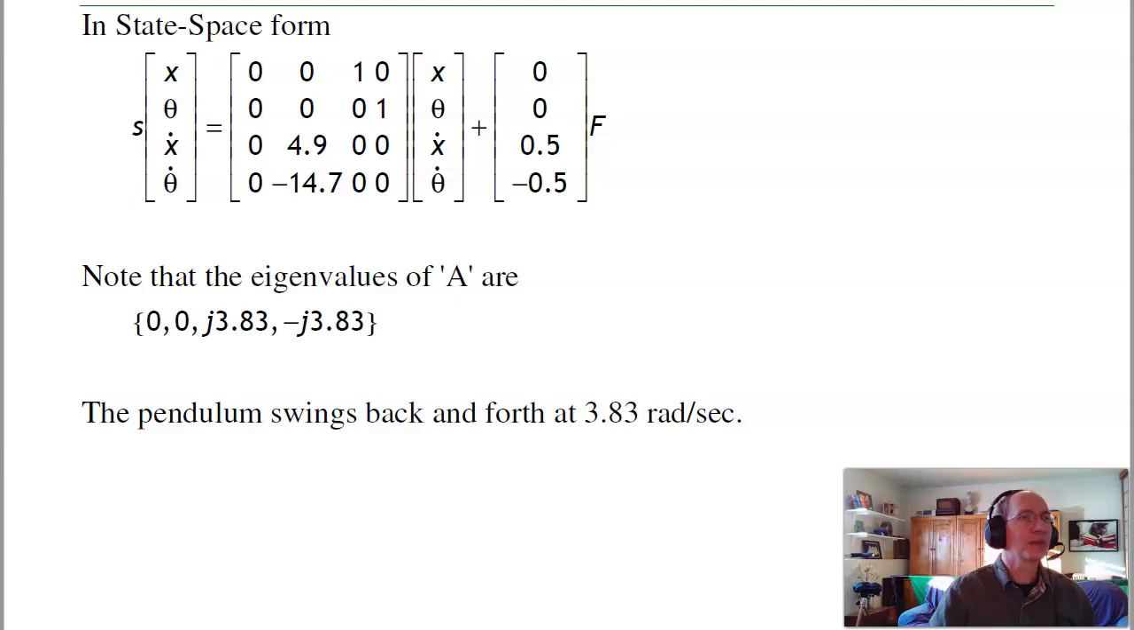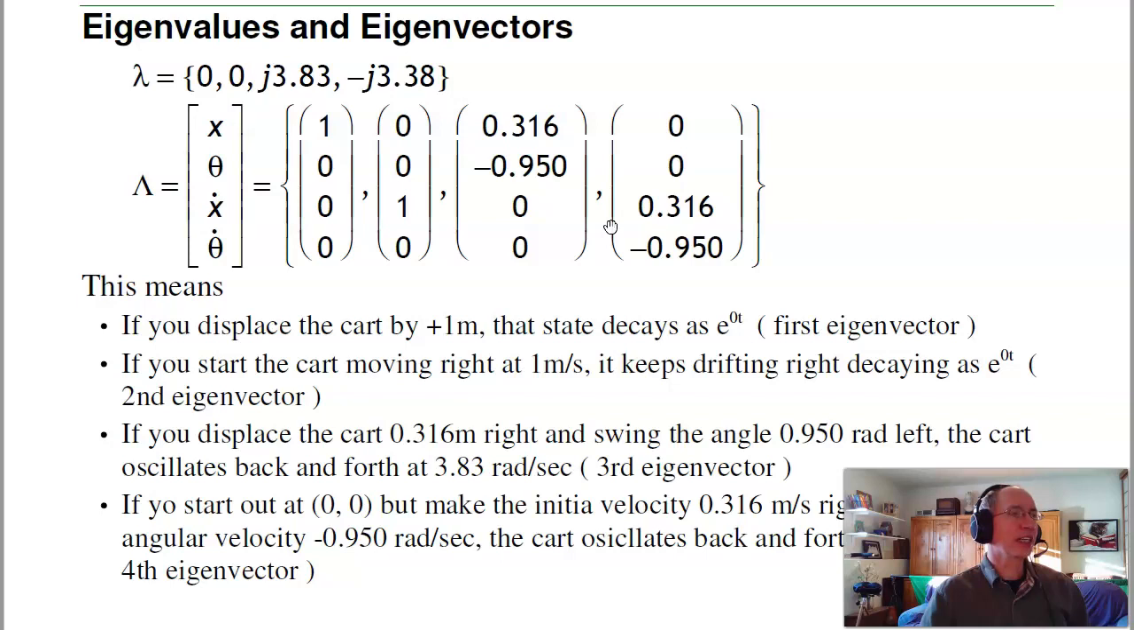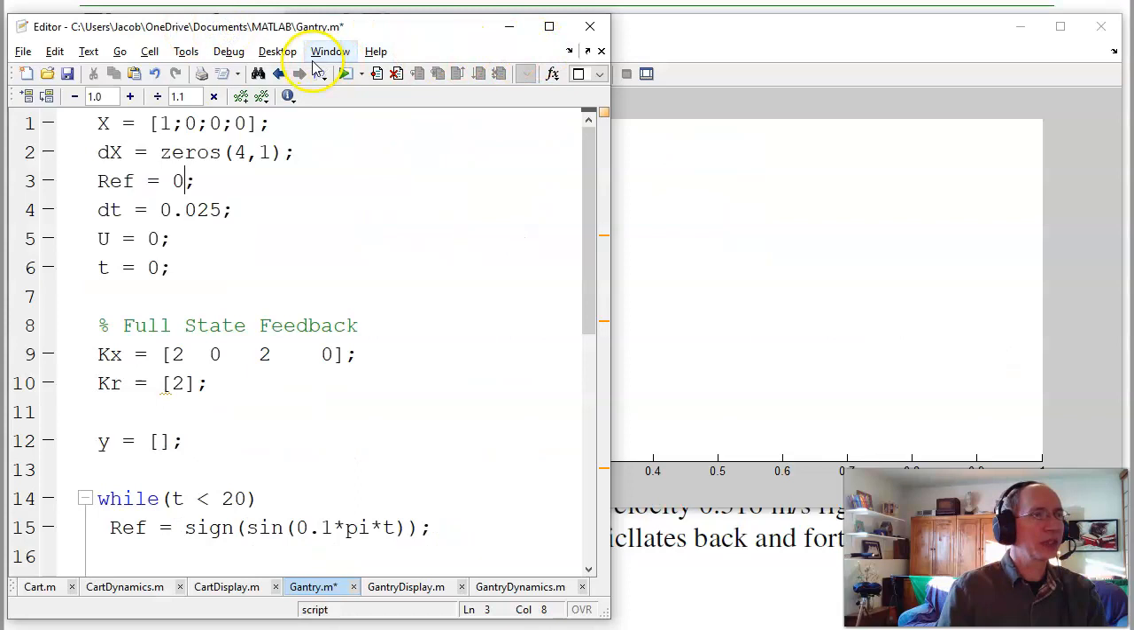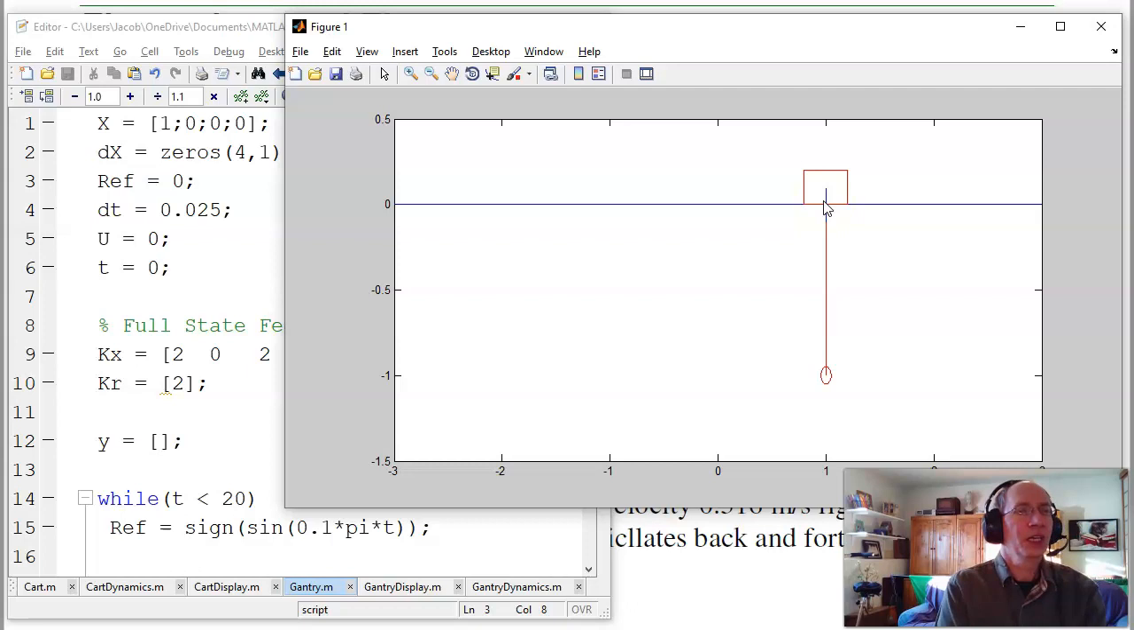It also has eigenvectors. So these are the eigenvalues, here's the eigenvectors. What this does is tell you the initial conditions. If I make the initial condition 1, 0, 0, 0, then it's going to decay as e to the 0 of t. And what that looks like is the following. If I displace it at t equals 0, that's what happens. Basically, nothing's happening. This is the initial condition decaying as e to the 0 of t. If I displace it and let it go, it's just going to sit there and stare at me.